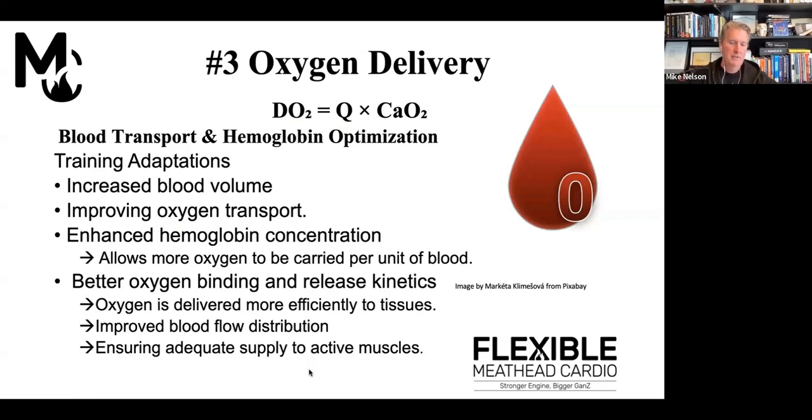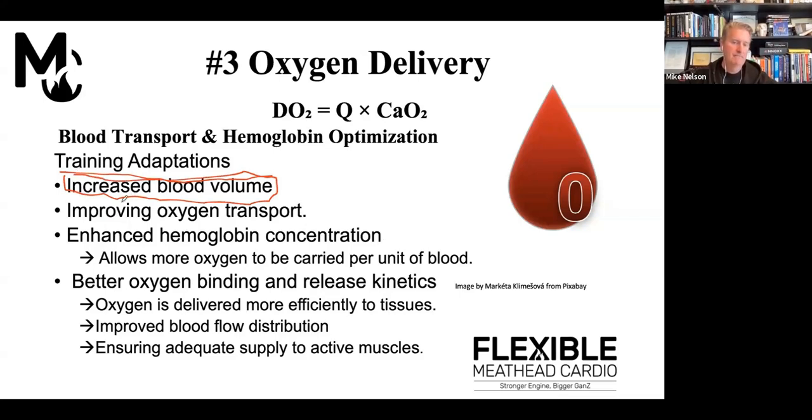So, blood transport and hemoglobin optimization. The cool part is training does this automatically. Some of the adaptations we see from training are increased blood volume. As we mentioned, sauna will do this. If you start doing sauna for about 1 to 2 weeks, you see an increase in blood volume, and that will definitely increase your aerobic performance.